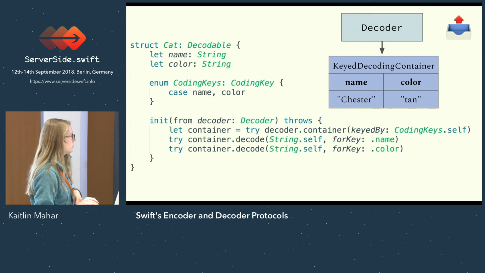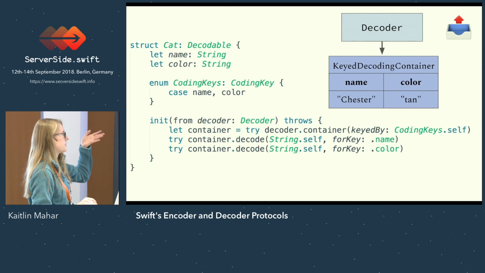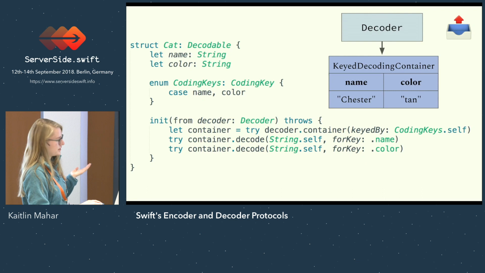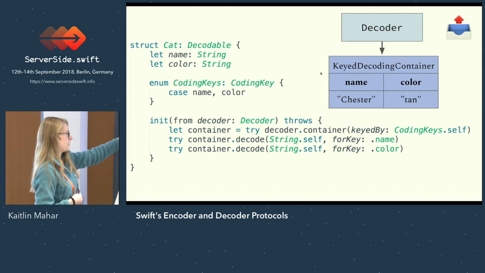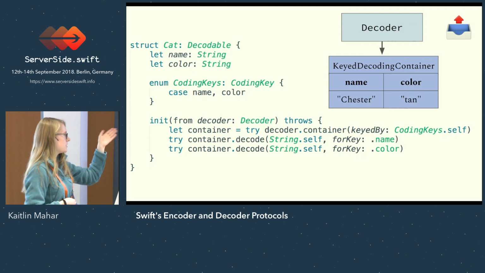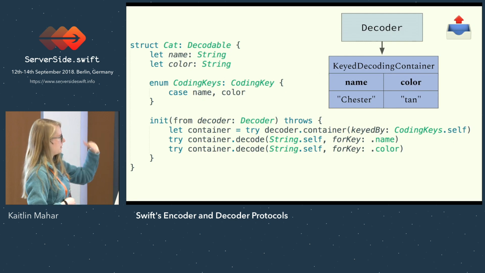So if we were to write out the compiler-generated stuff for this, the coding keys are exactly the same as before, and you'll notice the init even looks the same. I realize now that those last 2 lines should be assigning to the properties. So it should be self.name is that one, and self.color is that one.